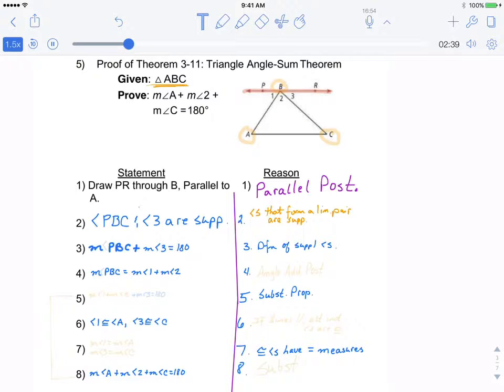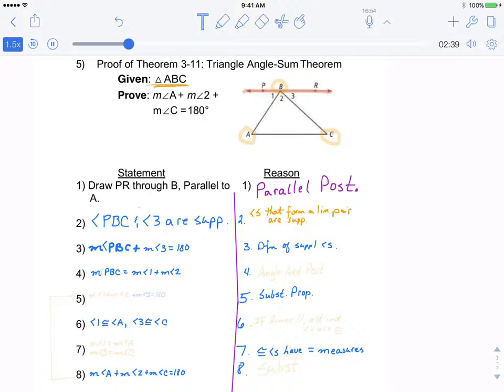Now step 3 says the measure of angle PBC, I think I was supposed to have an angle in there, I left out my angle, and the measure of angle 3 equals 180 degrees. And I just kept the reasoning there: it's the definition of supplementary angles. So we're tying the supplementary part here, and then now we're putting that into the measuring.